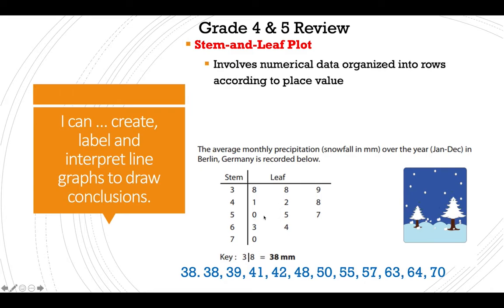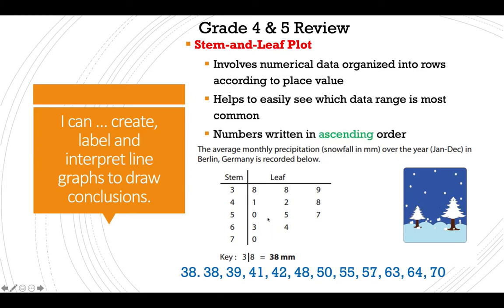All right, so this one involves numerical data that's organized into rows according to place value, okay? It'll make more sense once I go through this example. It helps us to easily see which data range is most common. So like, where do we see the most snowfall, for example? This one's from Berlin, Germany. And the numbers are always written in ascending order, okay? That means we're starting from the smallest number and going up to the biggest number.